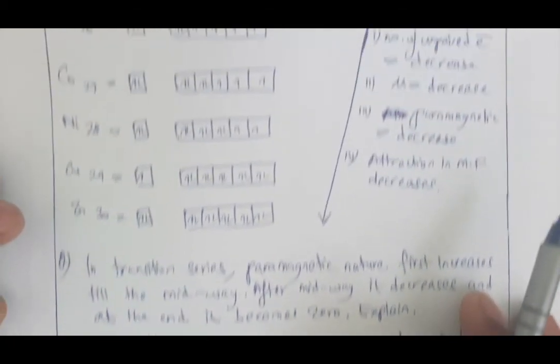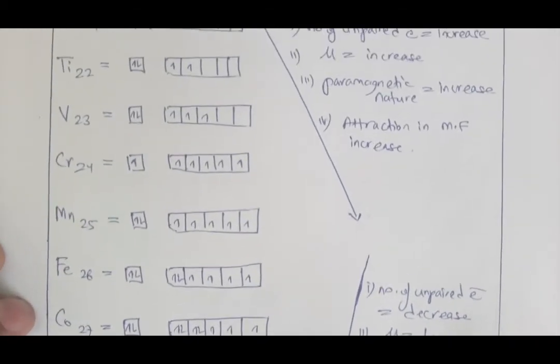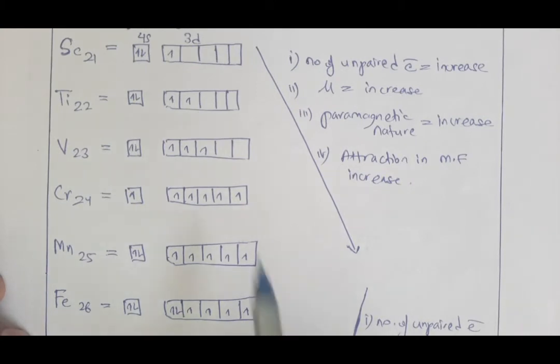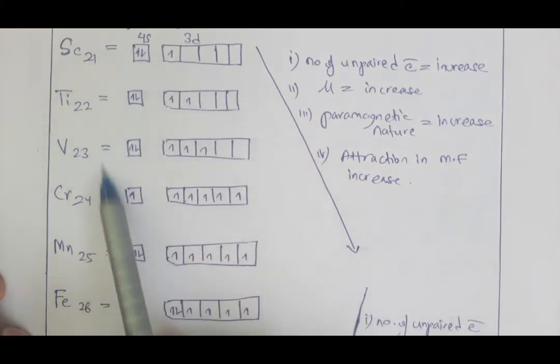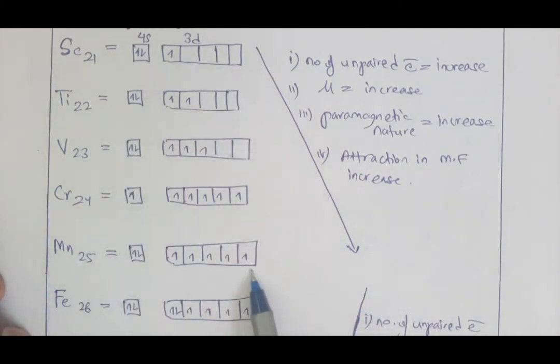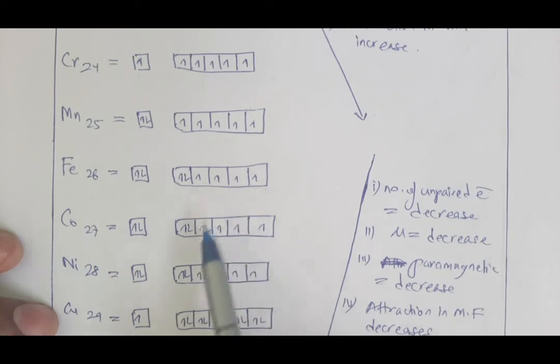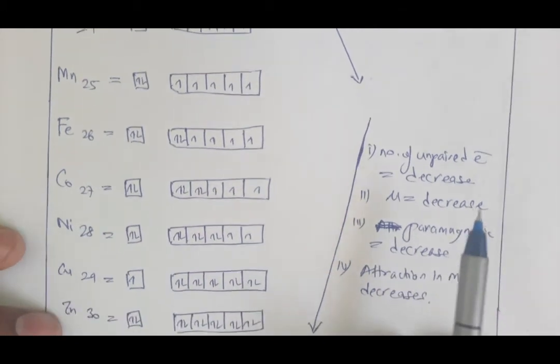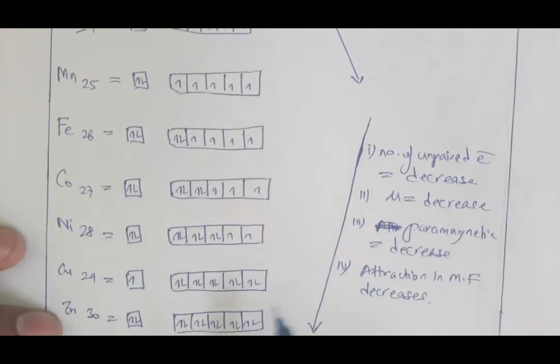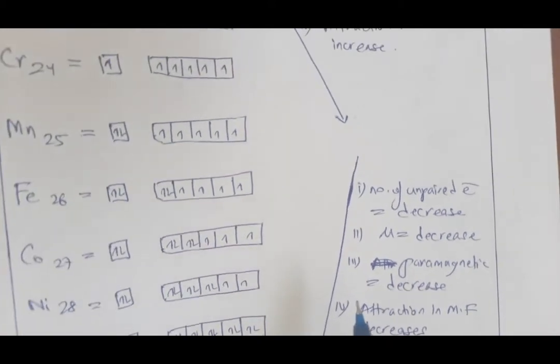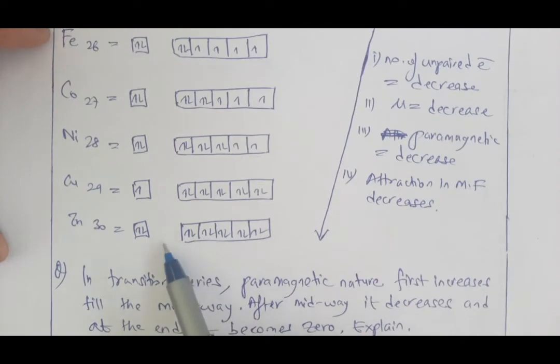So I repeat again the answer from here, students. In the beginning of the transition series, as the atomic number increases, the number of unpaired electrons also increases, thereby paramagnetic nature also increases. But after the midway, that is from manganese onwards, pairing of electrons will start occurring in the d orbital, whereby the number of unpaired electrons will decrease, whereby paramagnetic nature will also decrease. And at the end, if you see there is no unpaired electron, so paramagnetic nature becomes 0.